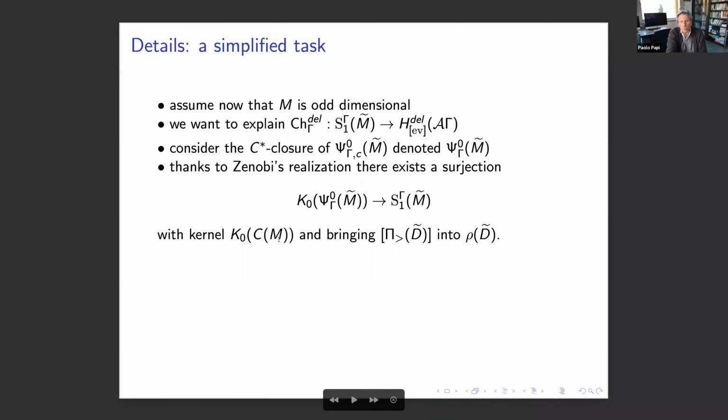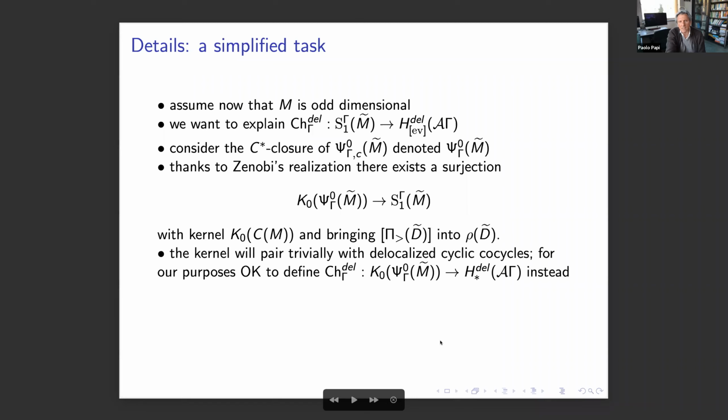So it's the K-theory group of the continuous functions on M. This map brings the projection onto the positive part of the spectrum of D tilde, which is well known to be an element in this algebra, into the class we are interested in. This means that the kernel will pair trivially with delocalized cyclic cocycles. And for this reason, let me concentrate on defining this map instead of the other map.